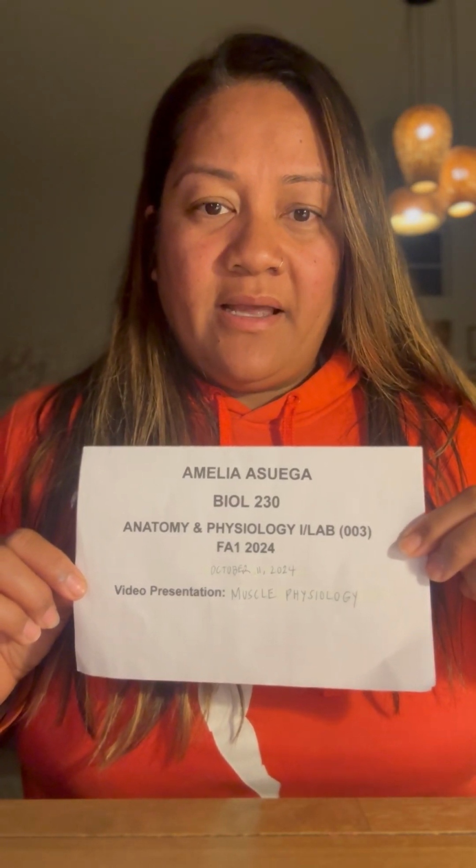Muscle Physiology Lab video. We're going to go over some muscle terminology first, which is origin, insertion, prime mover, synergist, and antagonist. The origin of a muscle is the fixed attachment point where the muscle begins. The insertion of a muscle is the movable attachment point where the muscle ends.